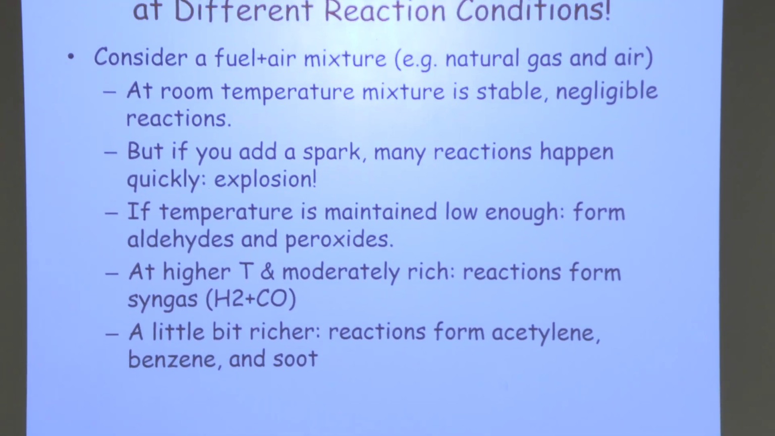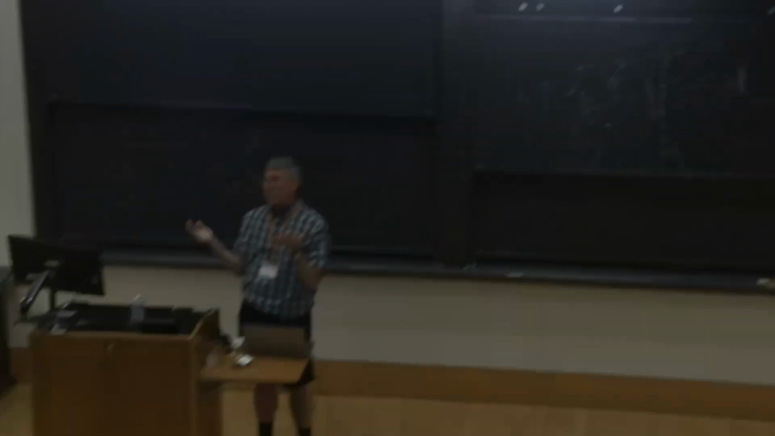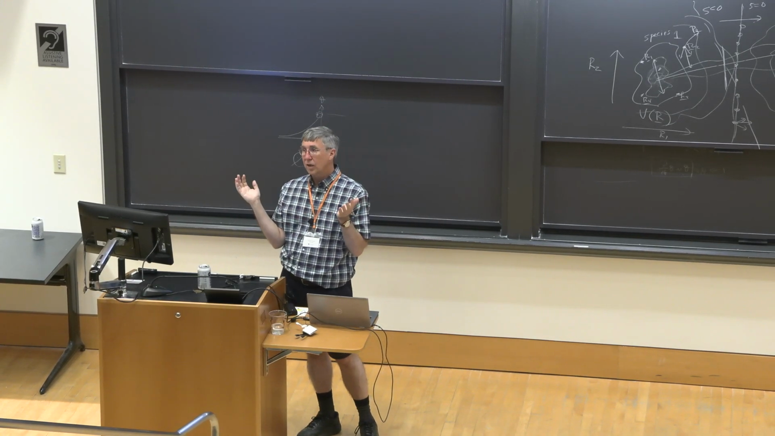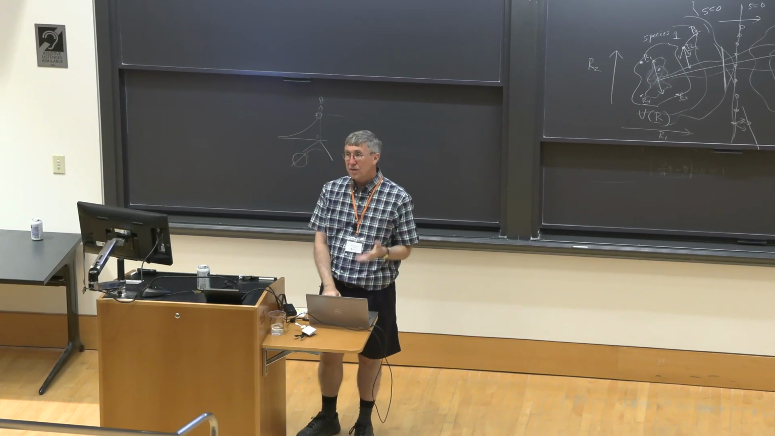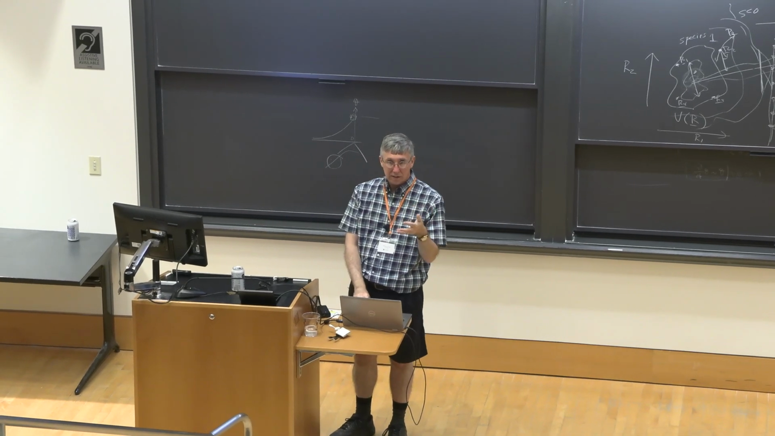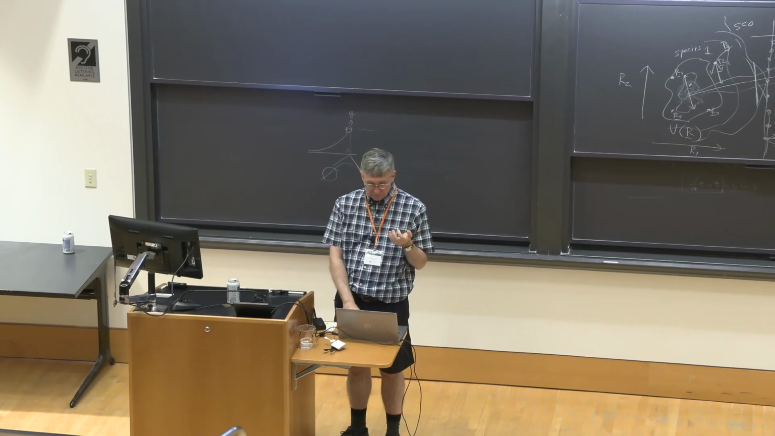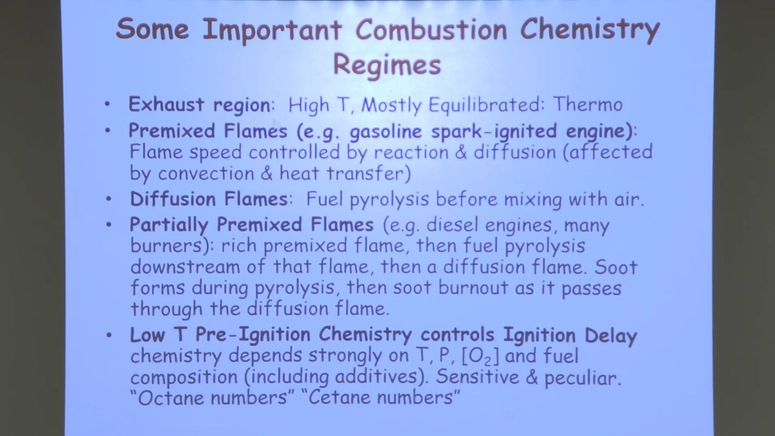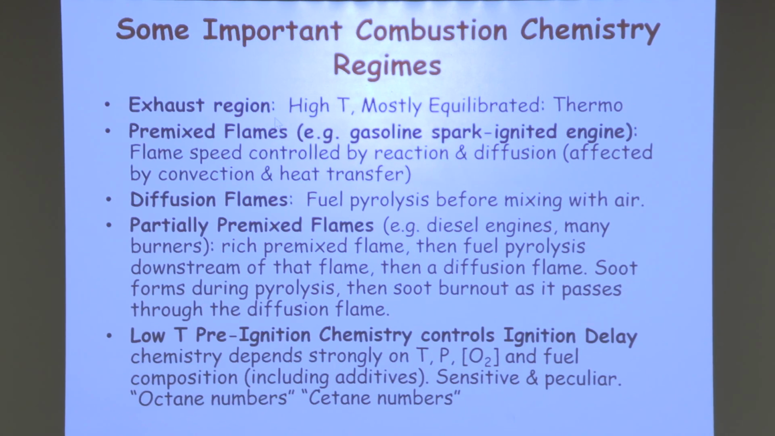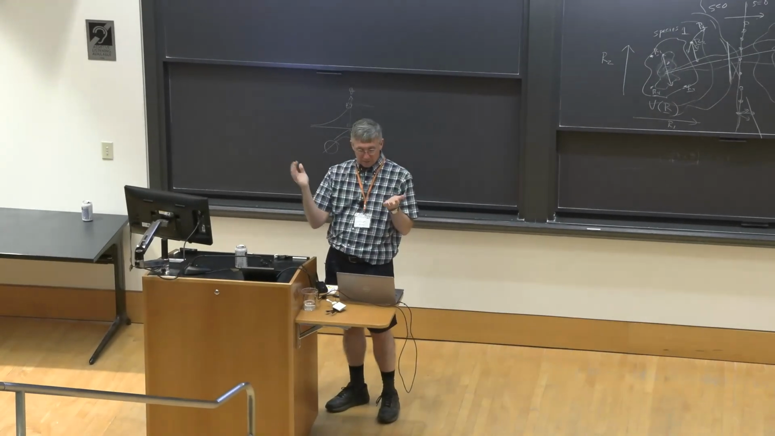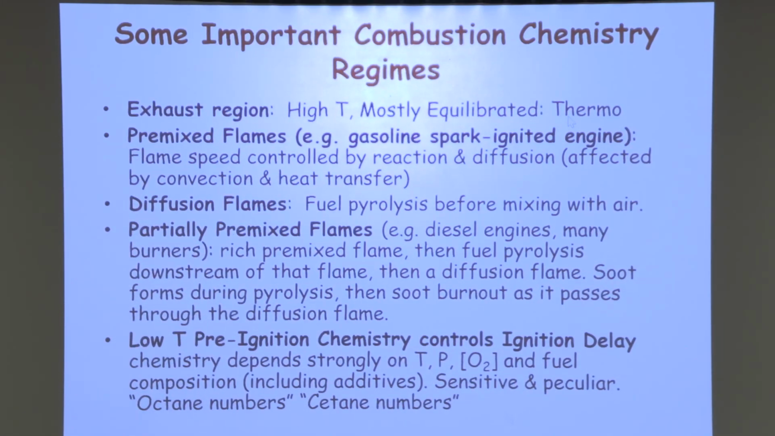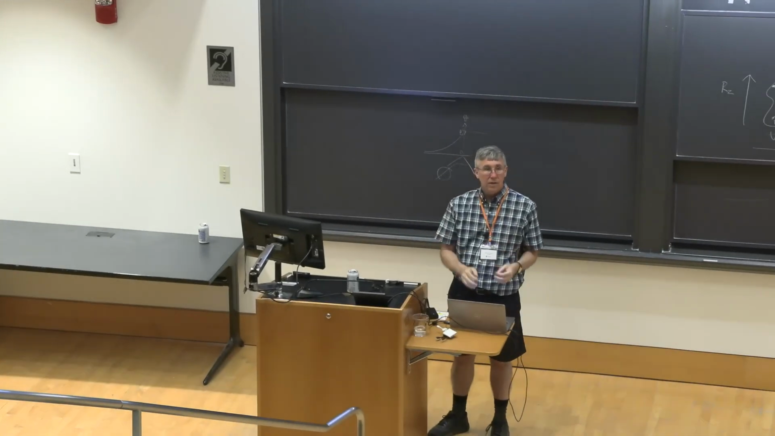So it's the same chemicals coming in, just methane and oxygen. And somehow, just by changing the conditions a little bit, the composition or the temperature, you can wildly change what happens. This is just a manifestation of how complicated and nonlinear the chemistry really is. So you have to worry about all these different regimes. You can have the exhaust region, where after it's burned the temperature is super high and mostly equilibrated there, so it's mostly the thermo that will determine what you have.